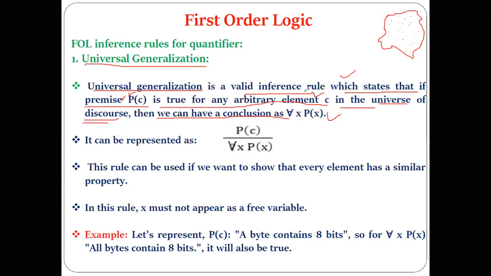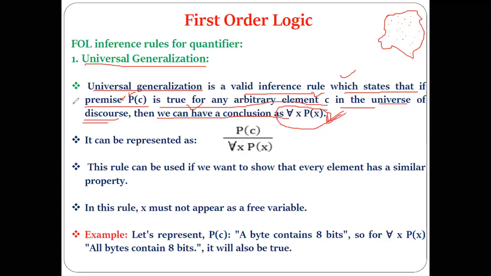Understood. Now what is being written here? The inference rule states that if there is a premise P(C) that is true for any arbitrary element C in the universe of discourse, where object C is any arbitrary element in this world, then from that we can have this conclusion. How will we read this? All x P(x). If this premise P of C is true for any arbitrary element C in this world, and it is true, then from this we can have the conclusion all x P(x).